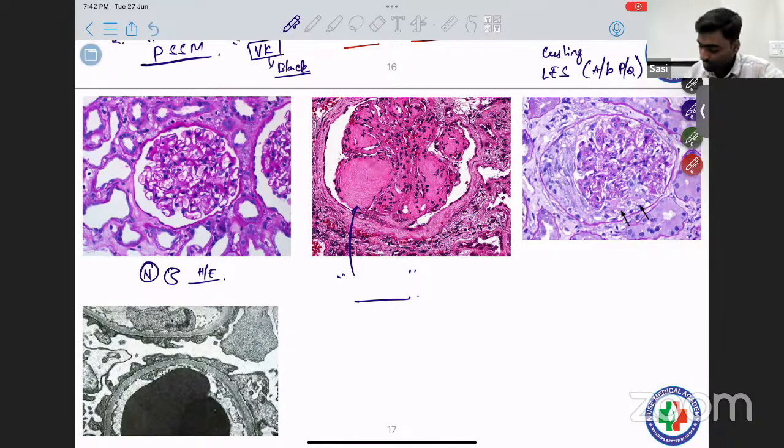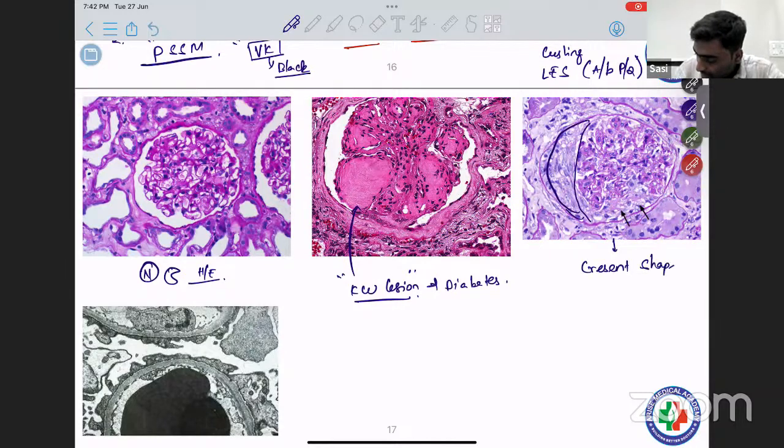Correct, they are known as KW lesions, the Kimmelstiel-Wilson lesions. And they are typical for which one? They are typical for diabetes mellitus. And next, if you see this image, you can appreciate this crescent shape, and this crescent shape glomerulonephritis. Remember, it is nephritis.